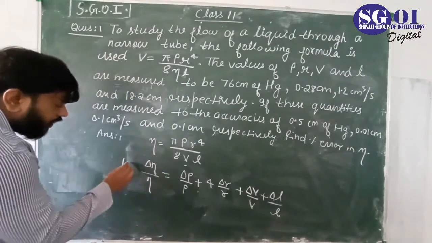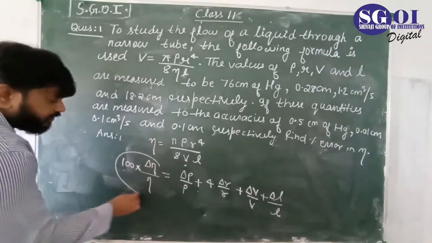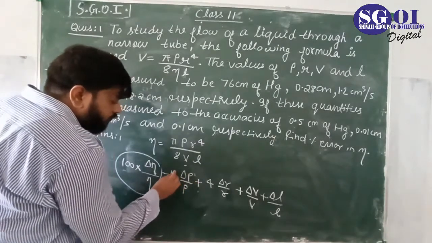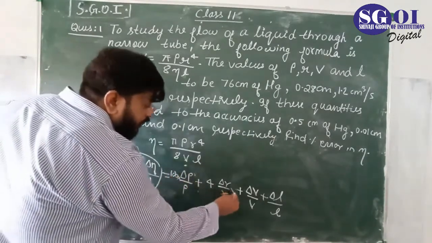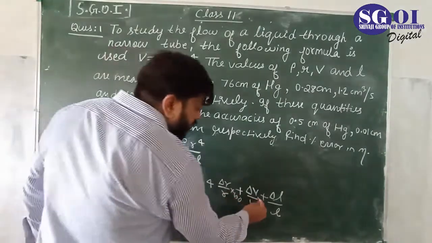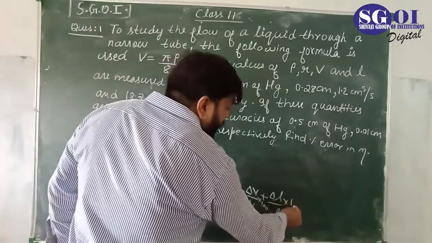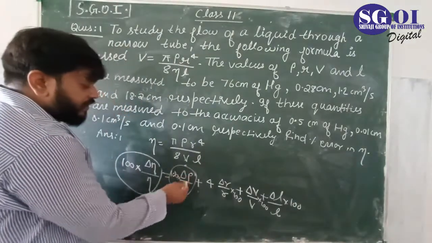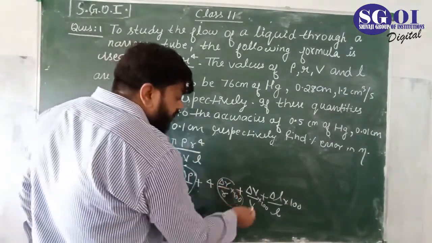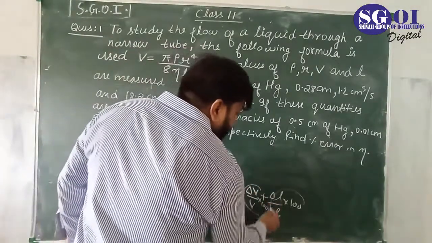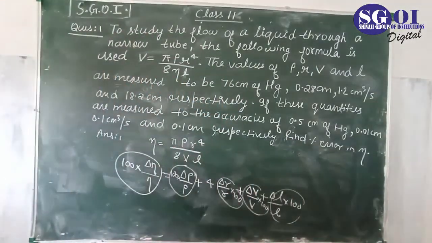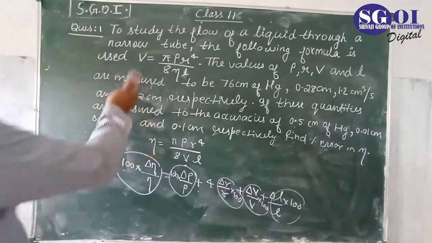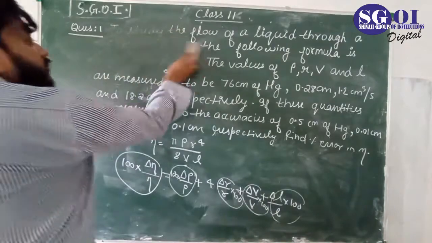So multiplied by 100, this is the percentage error in eta, into 100. Here also multiplied by 100. So all these terms are the percentage error in P, percentage error in r, percentage error in V, and percentage error in L. So just put the values of all the given constants and given errors here.